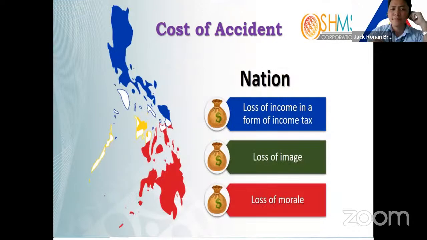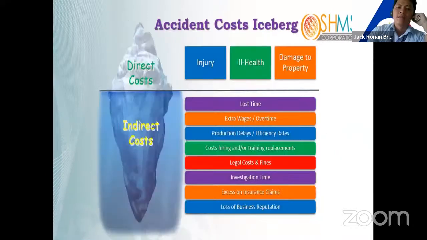And then the consequence of the accident to the nation as a whole. First, we have loss of income. There is loss in income tax. There's also loss in image and loss in morale. Investors would no longer invest in the country if they see that most of the industries in the Philippines or in our country are accident prone. They will be discouraged to invest in our country. Okay. So the accident cost iceberg.